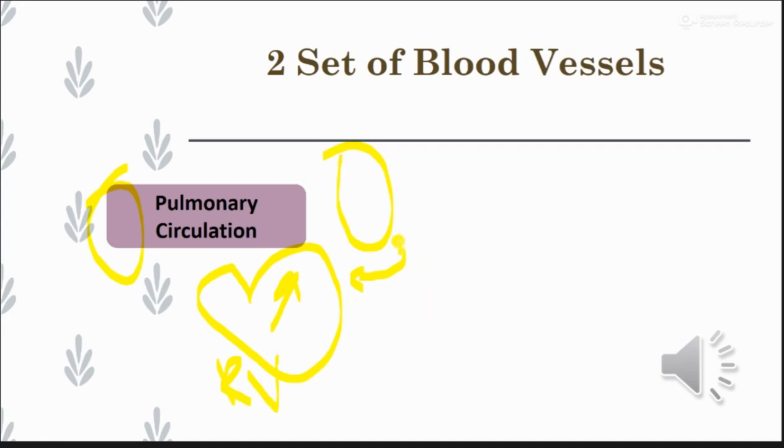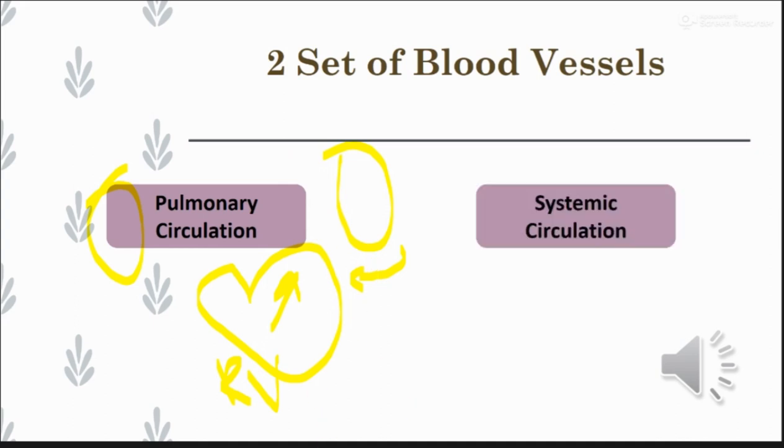So when the blood returns from the lungs to your left atrium via your pulmonary veins, you know it's already oxygenated blood. Okay, so that's your pulmonary circulation. Again, from the heart, right ventricle to the pulmonary trunk, pulmonary arteries, your lungs, back through the pulmonary veins as oxygenated blood, it goes back to the left atrium.